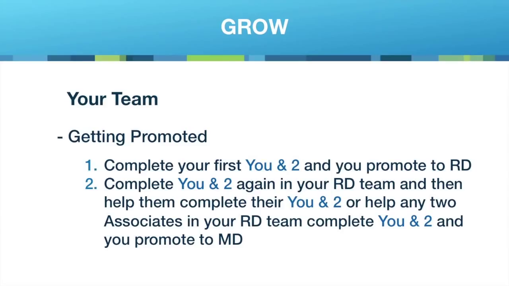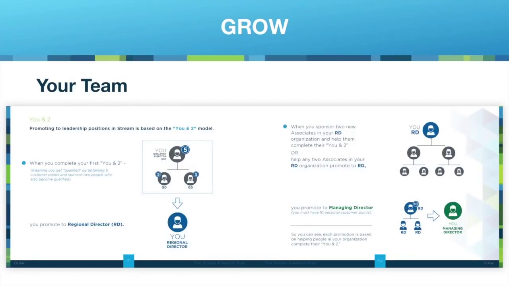Now, you also want to focus on getting promoted. As you're setting your goals in Stream, what do you have to do to get to the next level? All right? Our entire compensation plan is built around UN2. So to promote to that first leadership position of RD, you just have to complete your UN2. And then again, in your regional director organization, you want to do the same thing. Complete UN2 and help 2 people in your RD organization promote to regional director, and that promotes you to managing director. So it's a very simple process to promote to regional director and then on to managing director just by doing UN2 and teaching UN2.